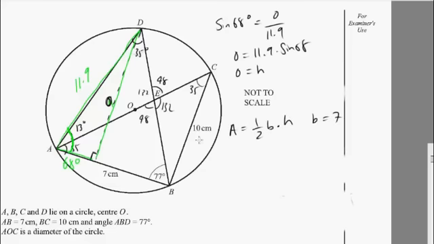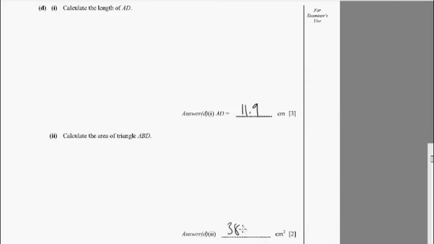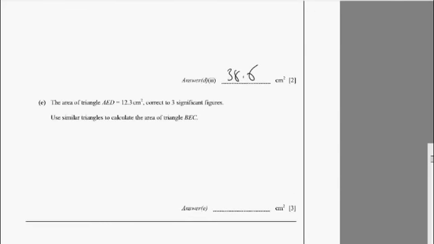So now we can say area is equal to half base times height. We know base is equal to 7, which is down here. We have height is equal to 11.9 times sine 68. So therefore area is equal to half base 7 times height. Now compute this all in your calculator, and the result you will get is 38.6, and because it's area you would write this in centimeters squared. So that's the answer for the area. So here we have 38.6.